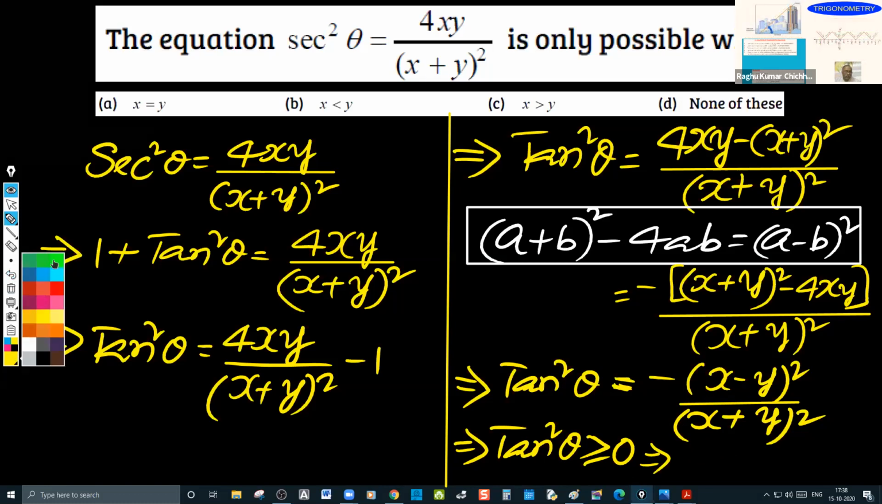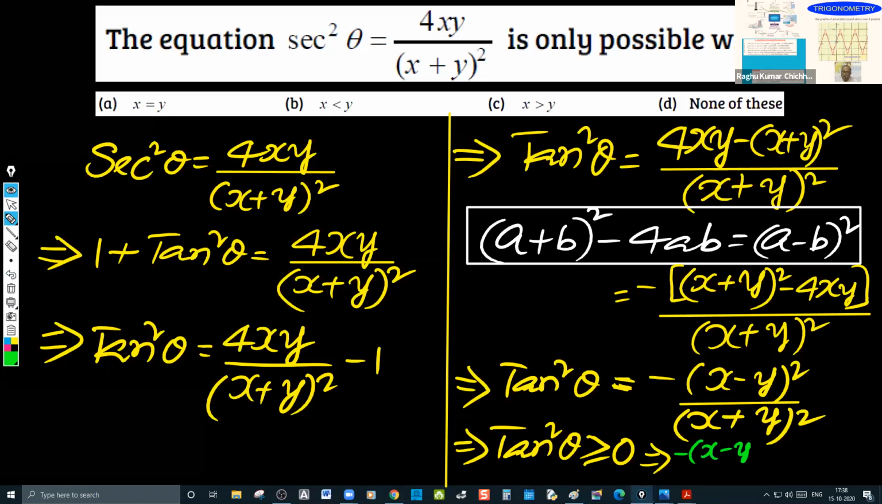So what should be the final result? You tell me, please. It is always negative, but it can be 0 also. So what must happen here? Minus of x minus y whole square divided by x plus y whole square must always be 0. So if you equate it to 0, what do you get? In the cross multiplication, x plus y whole square becomes 0 and x minus y whole square is equal to 0. So what is the final answer, both of you?